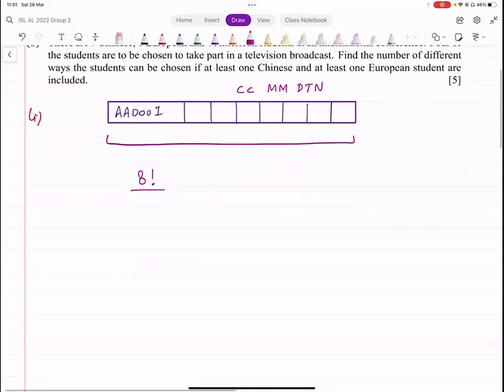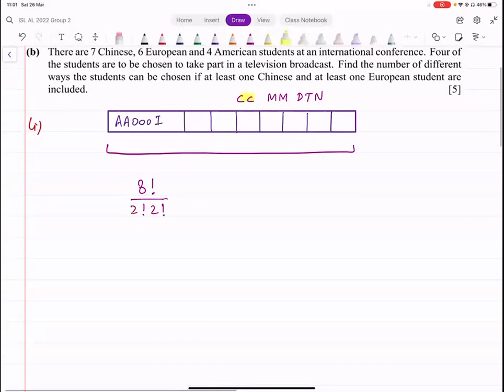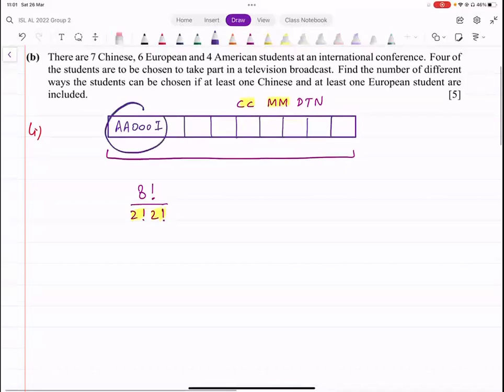C aur M repeat ho rahe hain. So you've got 2 factorial and 2 factorial for both of them. 2 factorial for C's and 2 factorial for M's. Theek hai, ye outer boxes ko arrange karne ke liye ye aapke paas base ho gaya. Okay. Now, what about these letters in the middle? Inko arrange karne ke kitne ways honge? There are 6 in total. 6 factorial divided by 2 factorial because of A's and 3 factorial because of O's. You just evaluate that and you get your result. 604,800. You clear? Yeah.